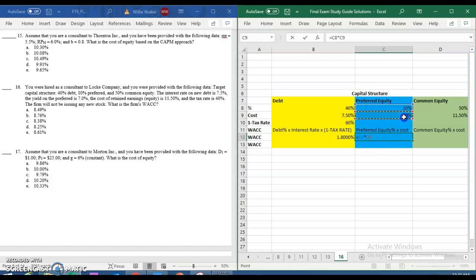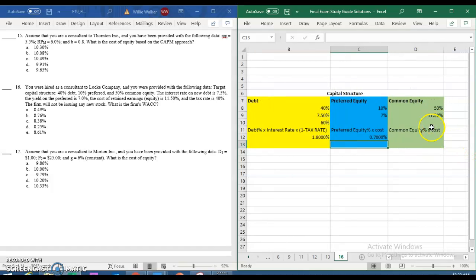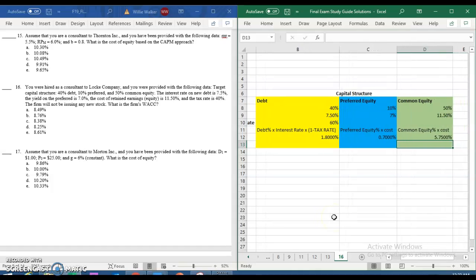by the cost of that equity. Okay, so we're given 0.7%. And for common equity, we'll do the same, where we simply multiply the percentage of common equity times the cost of that equity, and we're given 5.75%.